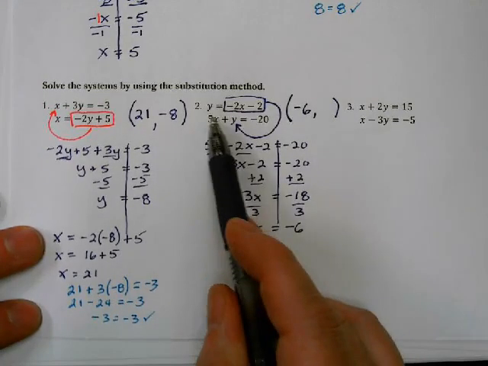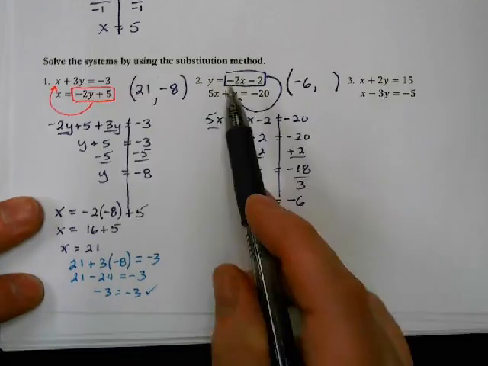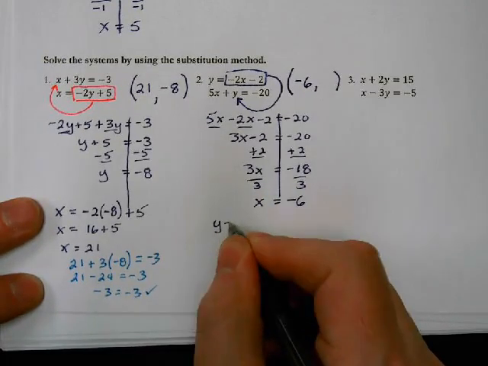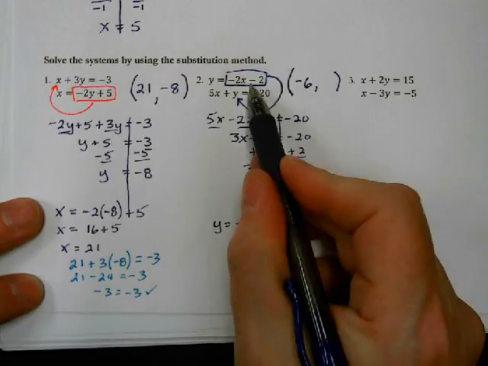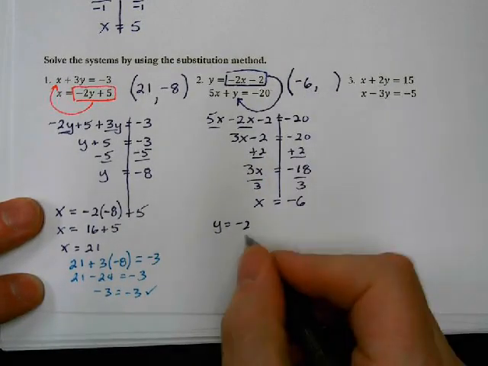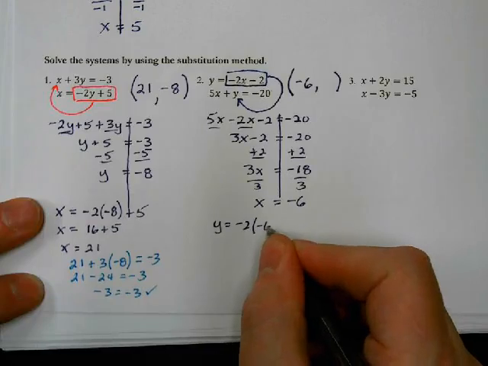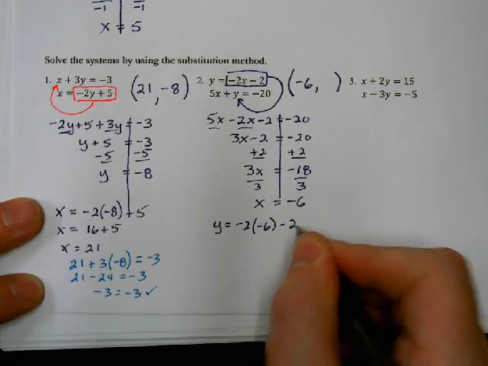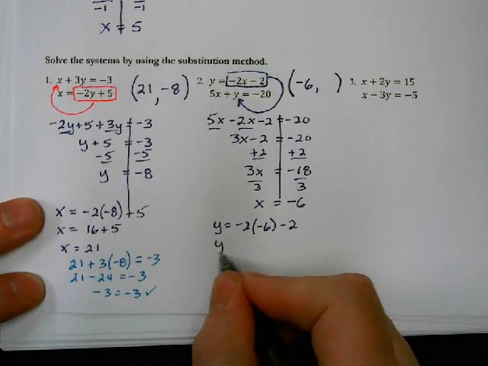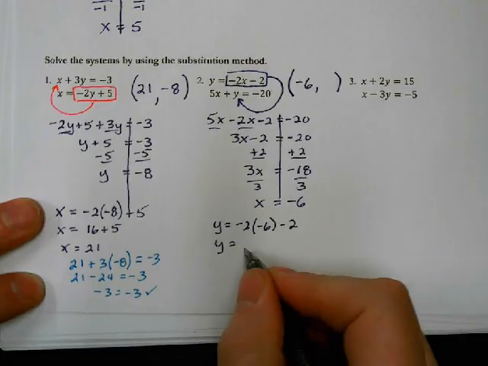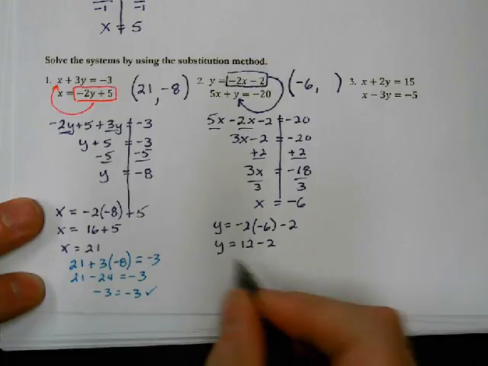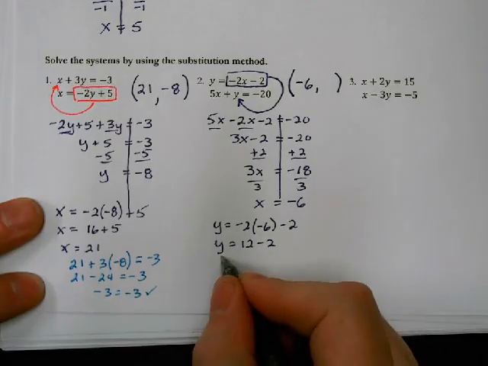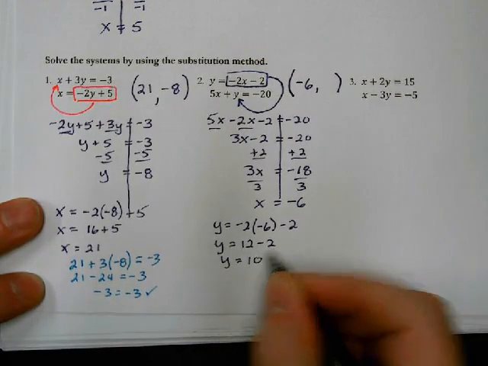So I write y equals negative 2 times x, which we just said was negative 6. So negative 2 times negative 6 minus 2. All right, so we get y equals negative 2 times negative 6 is positive 12. And then 12 minus 2 ends up being 10. It appears as if my answer is negative 6, 10.